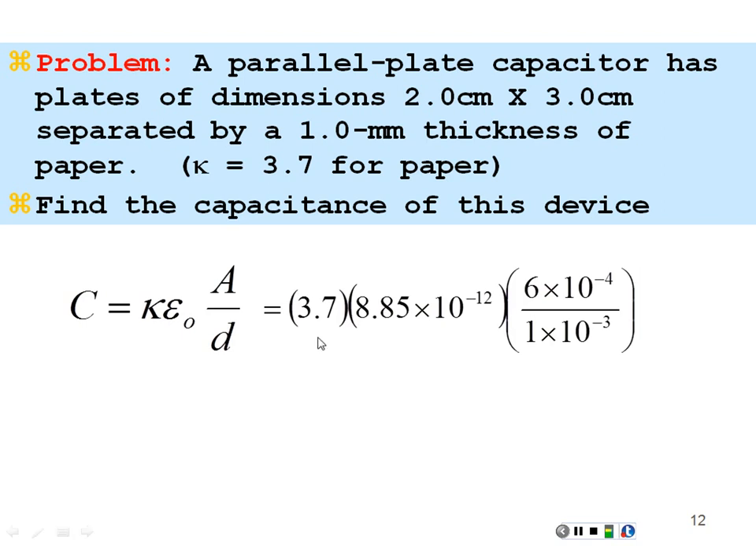That's 3.7 times 8.85 times 10 to the minus 12, times 6 times 10 to the minus 4 for the area, because 2 centimeters by 3 centimeters is going to be 6 times 10 to the minus 4 square meters, over 1 millimeter. That gives us a capacitance of 20 picofarads. 20 times 10 to the minus 12 farads. So that is 20 picofarads.